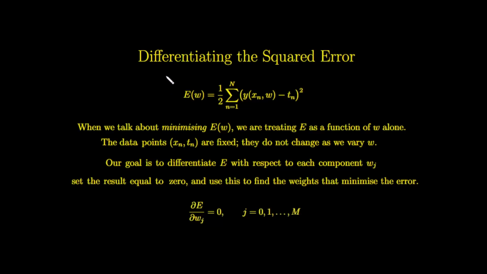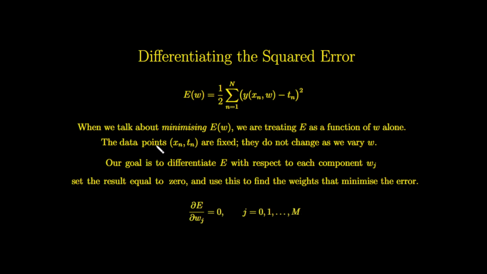In this video, we're going to look at differentiating the squared error. This is the function for the squared error here, and we've seen this in previous videos. When we talk about minimising E(w), we're treating E as a function of w alone. Now we've seen that whenever we looked at the graphical calculator. As we adjusted the values for our parameters w, the error value would go up and down.